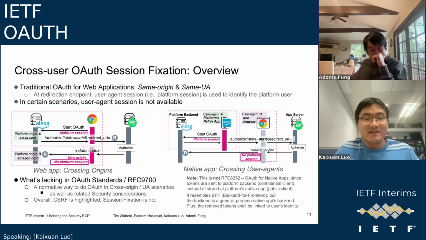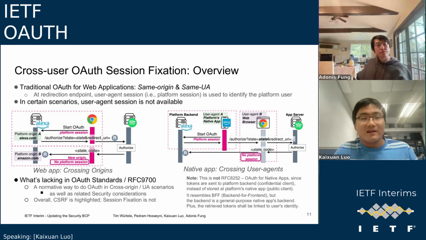So in this case, on the left-hand side, you can see that when the OAuth flow comes to this redirection endpoint part, there's no platform session to consume, right? And so that's a big trouble. And on the right-hand side, we are seeing that in the native apps use case, the native app could be crossing user agents in the OAuth flow.